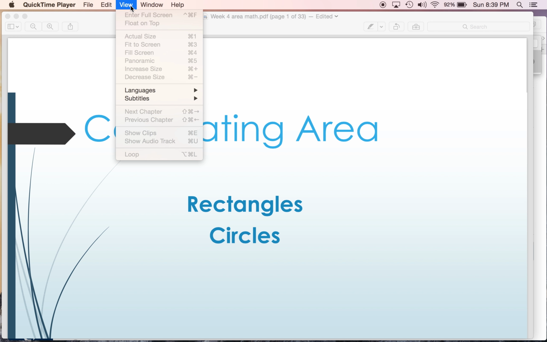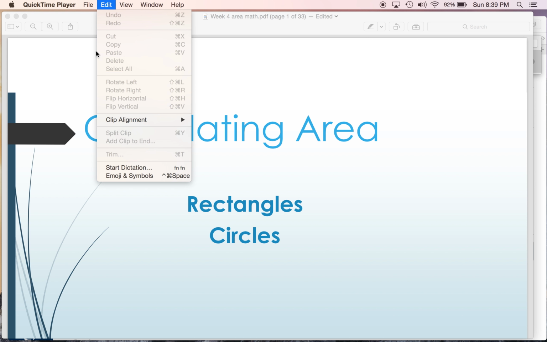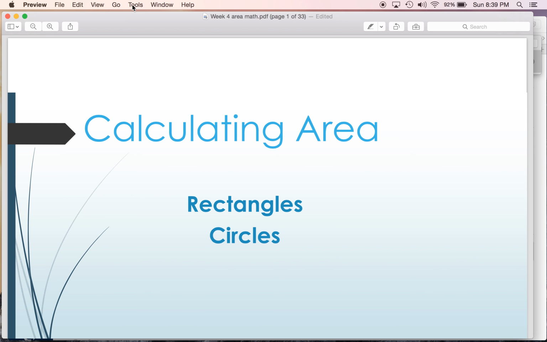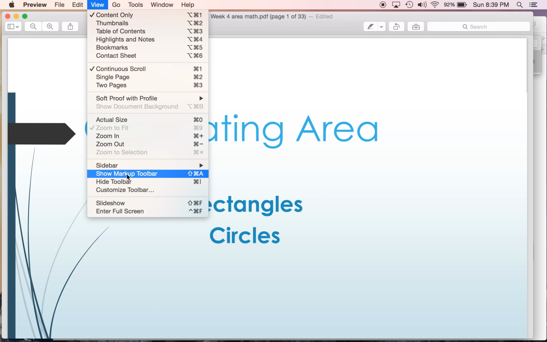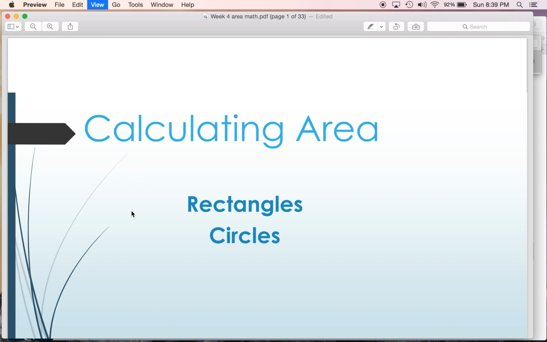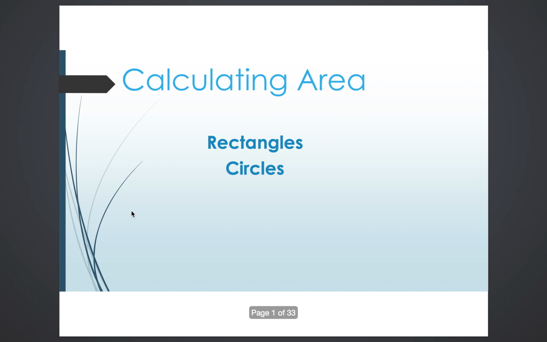Time for another math topic. We are going to go ahead and learn about area today. So we're going to learn how to calculate area of rectangles and circles. Something probably most of you have encountered at some point in your life.